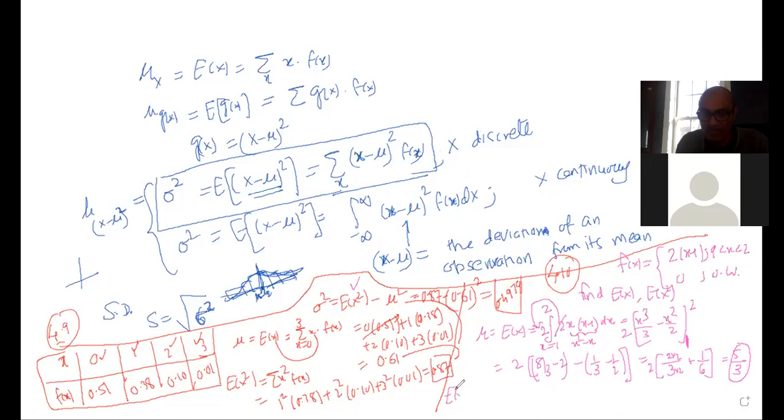Same way you can find E of x square. E of x square is equal to, 2 is constant, let me pull it out. The range of integration is 1 to 2, and here it is x minus 1, and because of this x square, I have to multiply it by x square and dx. So that is equal to 2 times the integration from 1 to 2 of x square multiplied by x minus 1, so that is x cubed minus x square, dx.